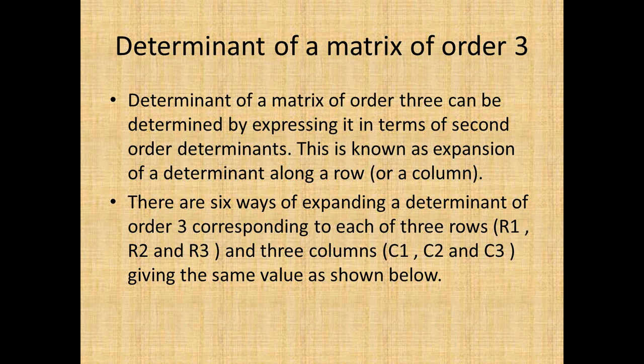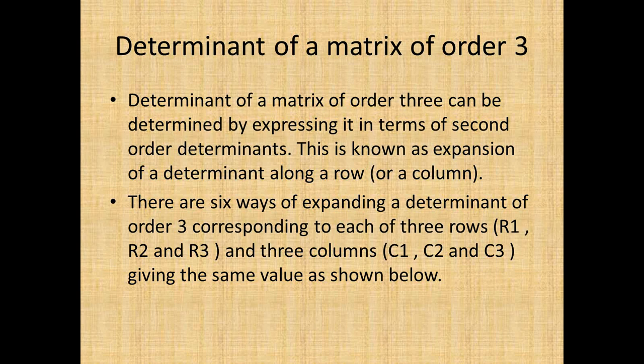So it says the determinant of a matrix of order 3 can be determined by expressing it in terms of second order determinants. This is known as expansion of a determinant along a row or a column. When we talk about a 3 cross 3 matrix, we have 3 rows and 3 columns. That means we can proceed in 3 ways in rows and 3 ways in columns, and that is how we can find the determinant of a matrix.